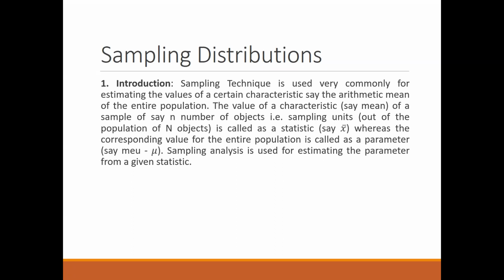Now sampling analysis is used for estimating the parameter from the given statistic. That means using the sample, if I use the sample mean, I can say the sample mean is the same as your population mean, or it is very close to your population mean.